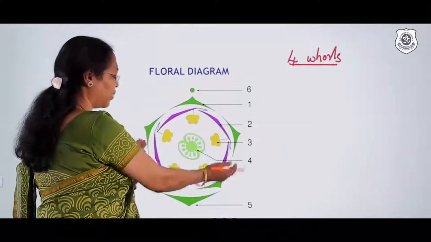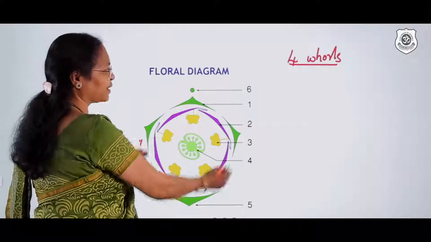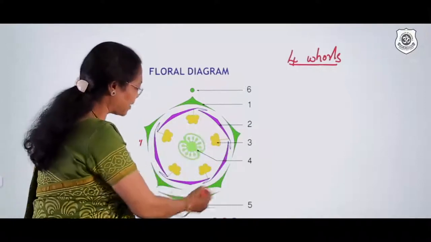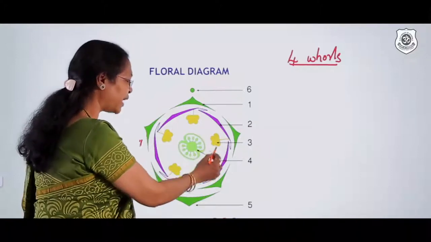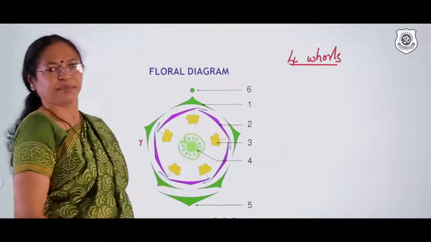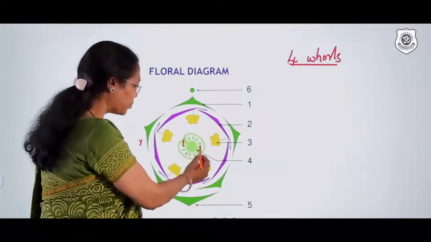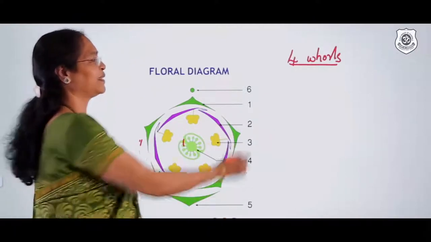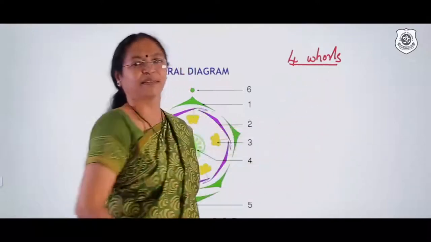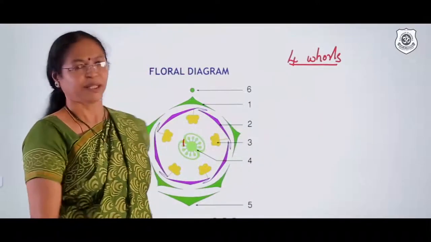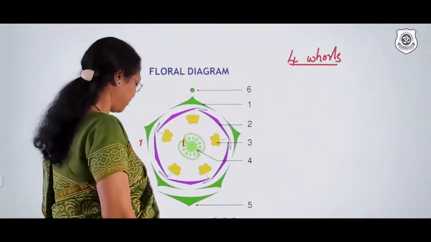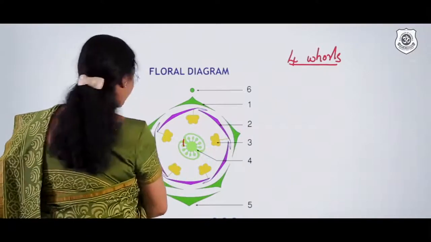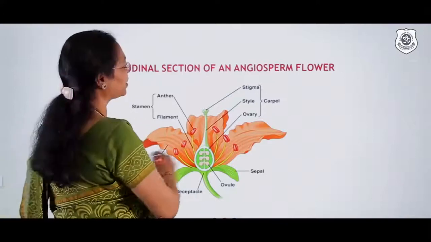The first one, the outermost one, the green colored circle. The next one, the purple colored circle. The third one, I will imagine the yellow one. And the 4th one, the innermost green one. So these are 4 concentric circles. I'm introducing the word 4 whorls of the flower. So these are 4 different whorls of the flower, and let us see one by one. Let me go to the structure of the flower.